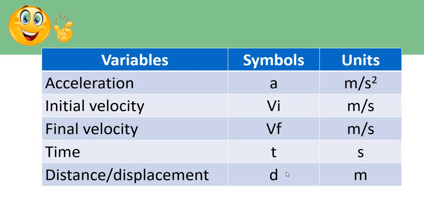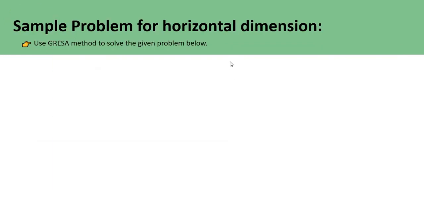Okay, now, let us have a sample mathematical problem for horizontal dimension using the GRACE method. GRACE means G for given, R for required, E for equation, S for solution, and A for final answer.